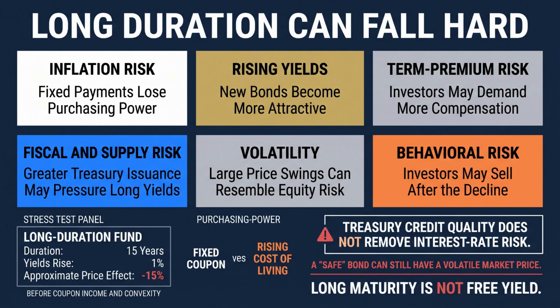Investors often purchase long bonds expecting a quick rate cut rally. When the rally does not arrive and prices fall instead, they sell, locking in the loss before the duration thesis has time to work. Treasury credit quality does not eliminate interest rate risk. The government may remain fully capable of making payments while the bond's market value declines sharply. Long maturity is not free yield. The additional income is compensation for accepting uncertainty over a much longer period.